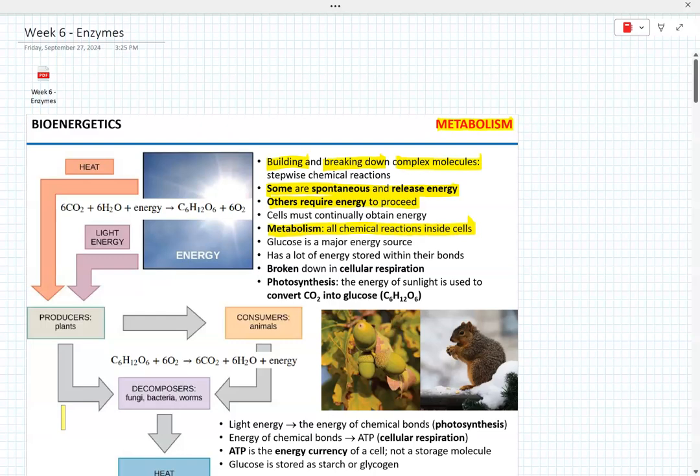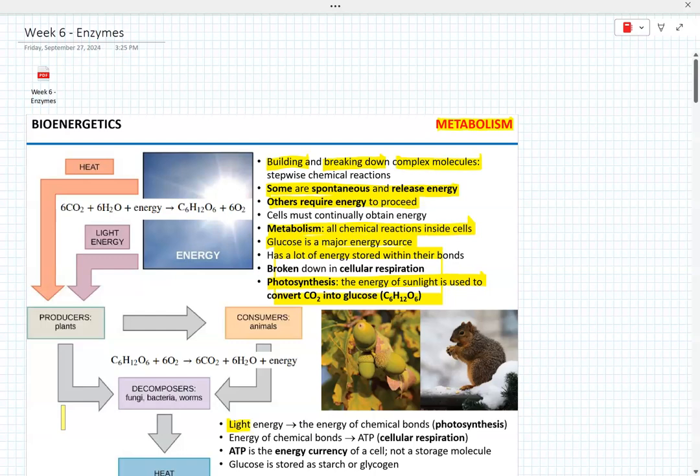To run all those reactions, cells have to obtain energy. The major energy source for cells is glucose, since its bonds store enormous amount of potential chemical energy. Glucose is broken down during the process known as cellular respiration to release energy. The synthesis of glucose occurs during the process of photosynthesis, when energy of sunlight is used to convert inorganic carbon dioxide into glucose.